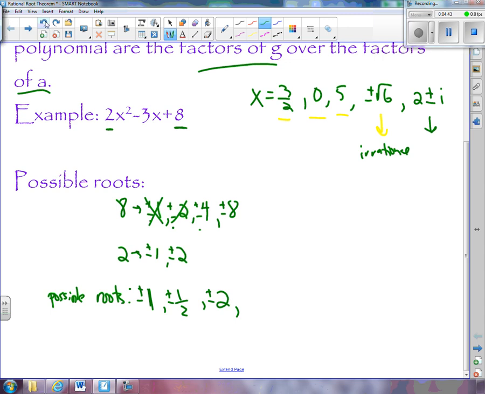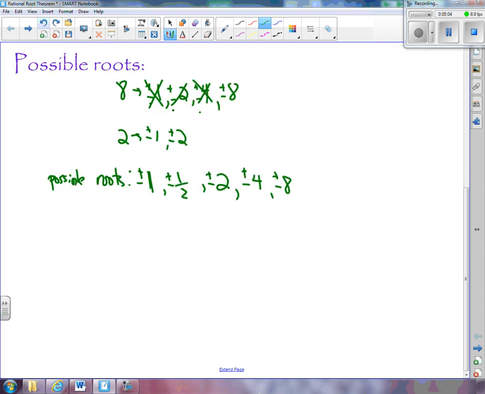So now 4 divided by 1 is 4, plus or minus. 4 divided by 2 I have already written there, so I don't have to rewrite again. So we're done with 4. Now let's move on to the 8. 8 divided by 1 is 8, plus or minus. 8 divided by 2 is 4. I already have that written. So here are our possible roots.